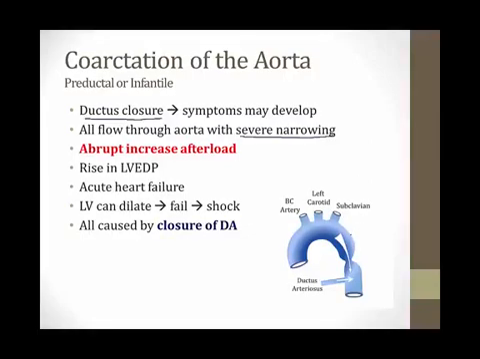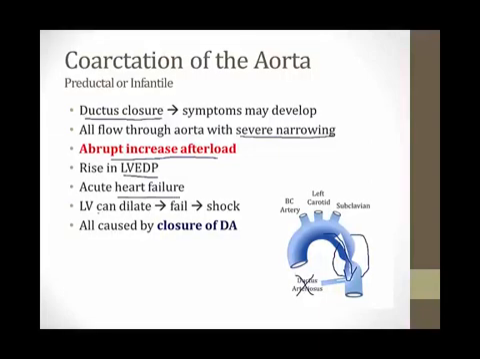Remember what I said before, collateral vessels around the coarctation do not develop in this form of coarctation. So once the ductus closes, all the blood flow has to go through that severe narrowing, and that's very difficult. There's a very high resistance to flow. This leads to a sudden and abrupt increase in afterload when the ductus arteriosus closes. This can raise the left ventricular end diastolic pressure and cause acute heart failure.